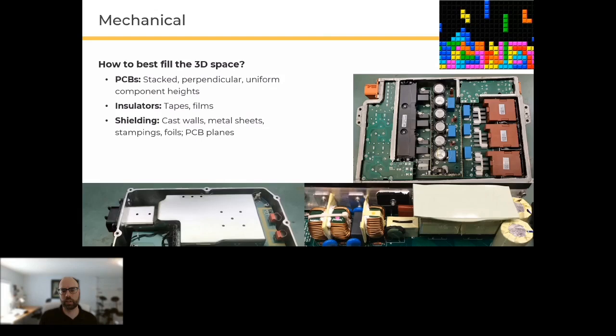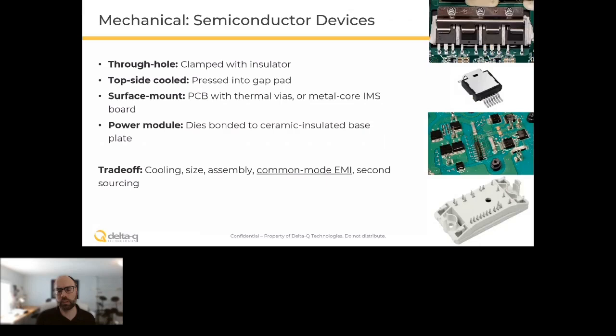From a traditional point of view, it's more common to use through-hole devices like you see in the upper right. These are usually clamped down with some sort of insulator. In this case, these are clamped to a ceramic alumina sheet with some silicone thermal paste. You can have topside cooled devices like you're seeing there, second from the top. Surface mount devices either take heat through a circuit board using thermal vias, so copper plated holes, or directly using a metal core integrated metal substrate board. That's what you're seeing there in the middle right.